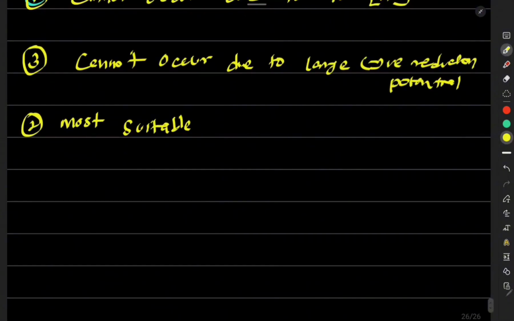Now let's look at the oxidation reaction. We should determine the oxidation reaction. There are two oxidation reactions. Let's look at those.